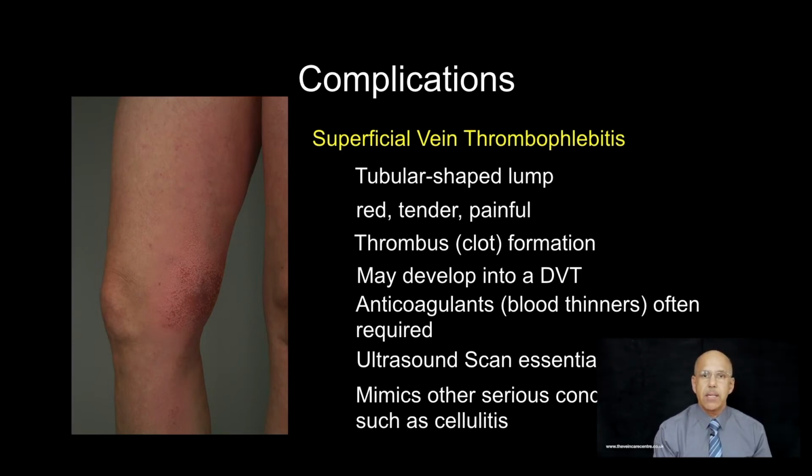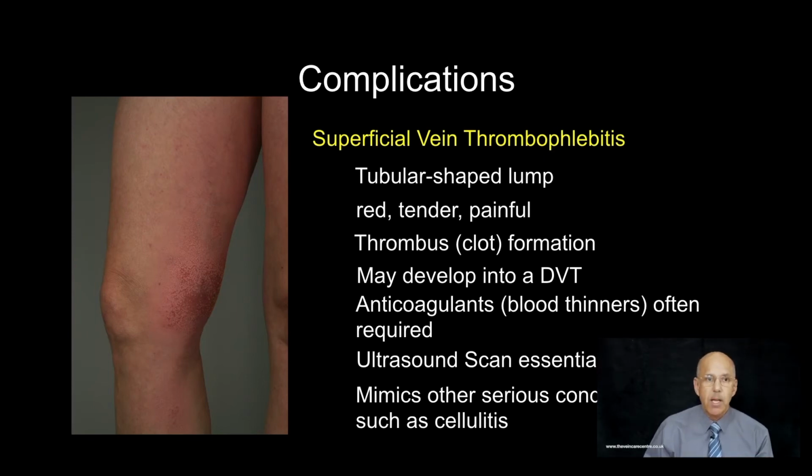Cellulitis, on the other hand, is an infection that requires antibiotics. If cellulitis is not treated properly, the infection can enter the bloodstream, causing septicaemia, which also can sometimes be fatal. An ultrasound scan is the only way to confidently distinguish between these two important conditions.